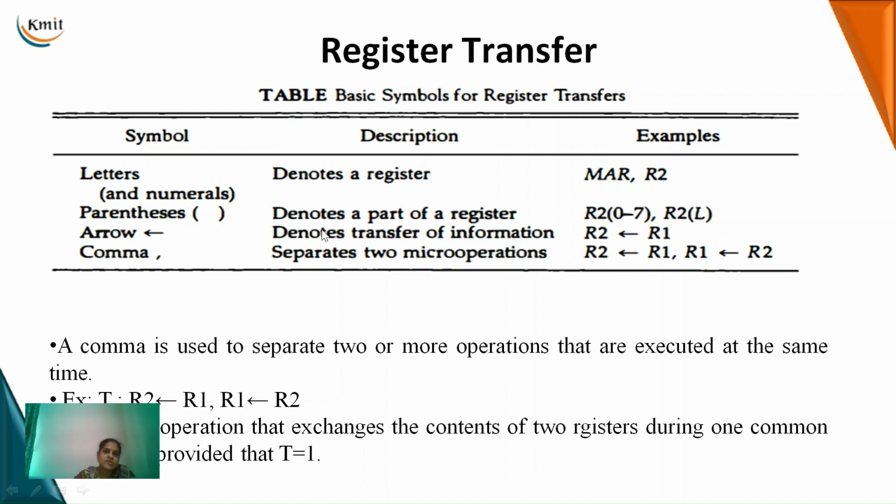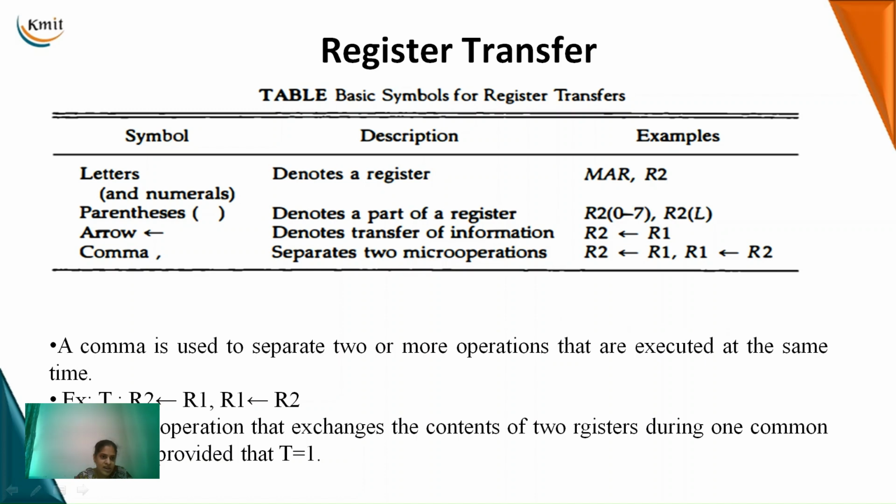The arrow denotes the transfer of information. So R2 arrow R1 means the contents of R1 have to be transferred to the register R2. And a comma separates two micro operations. This is one micro operation that is performing a transfer of information. They can be separated if both the operations are taking place in a single clock cycle. They can be separated using a comma. So a comma is used to separate two or more operations that are executed at the same time.